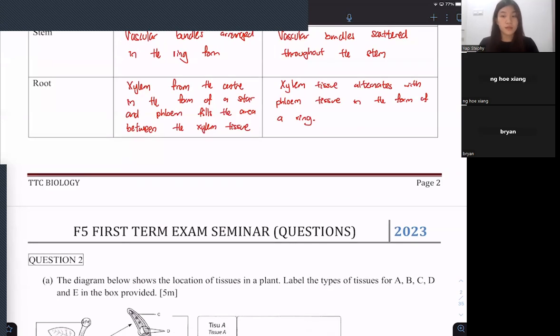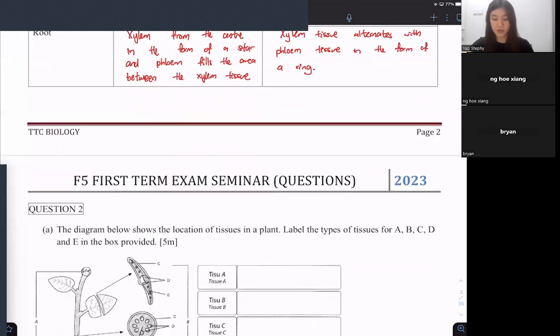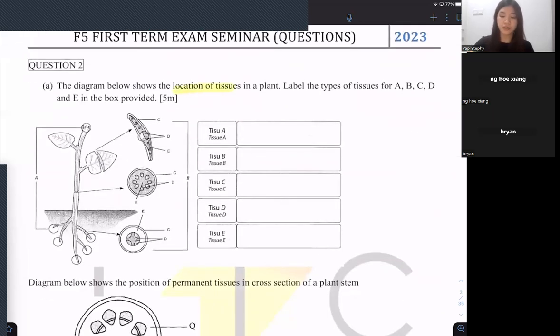Done already, let me know. So now we have settled the plant tissue. Then later we go to question 2. Okay, good. Question 2. The diagram below shows the location of a tissue in the plant.